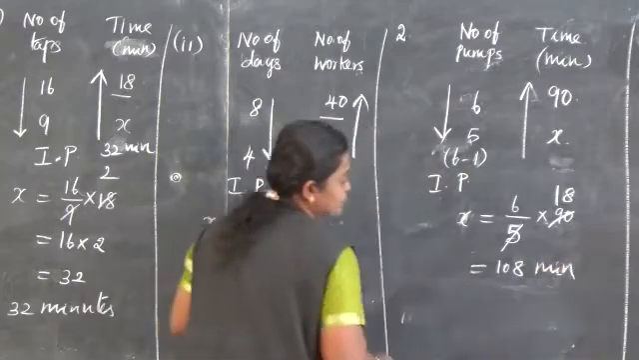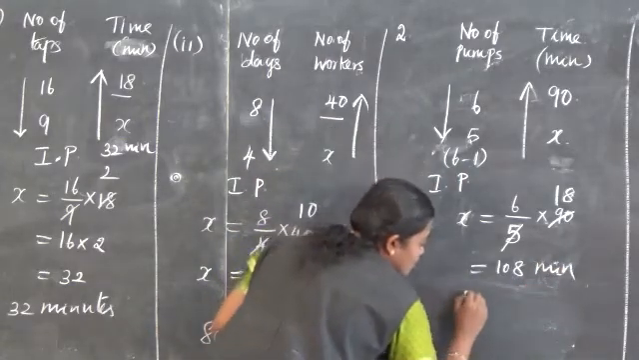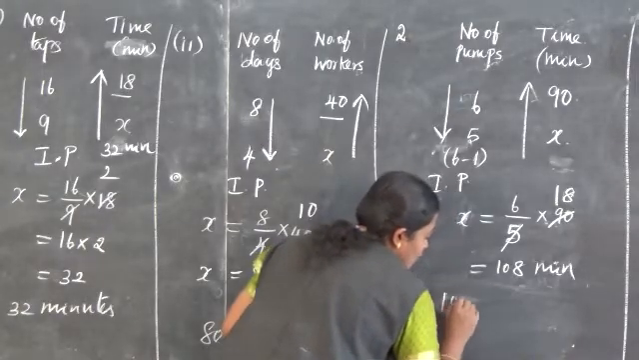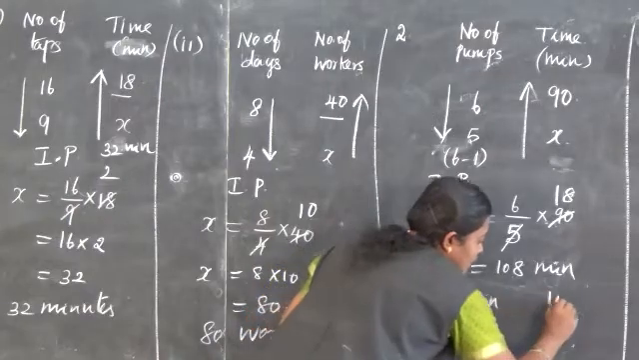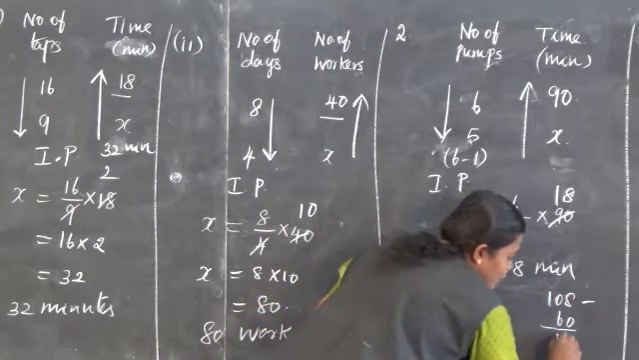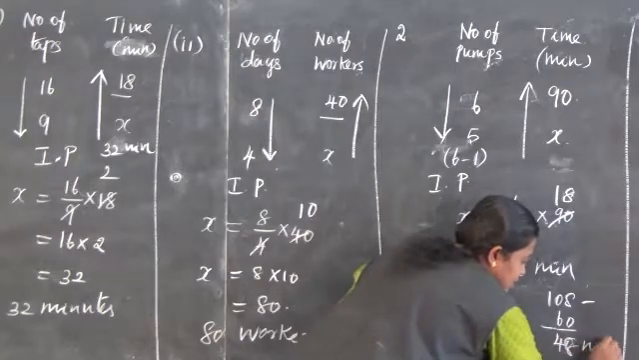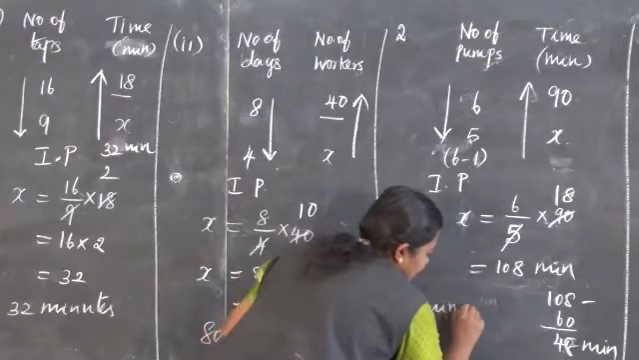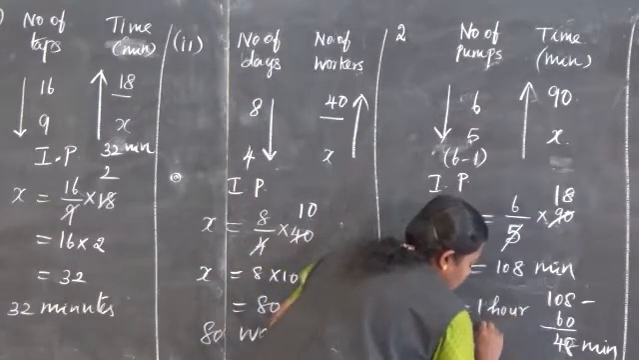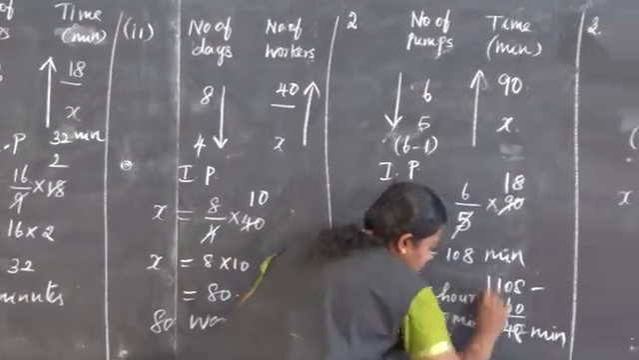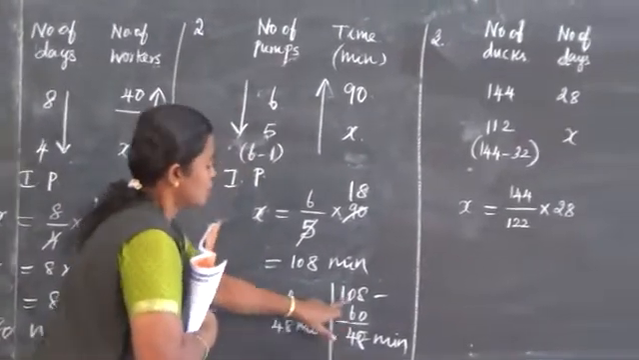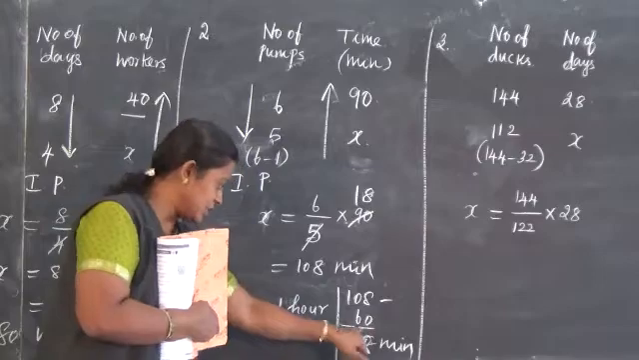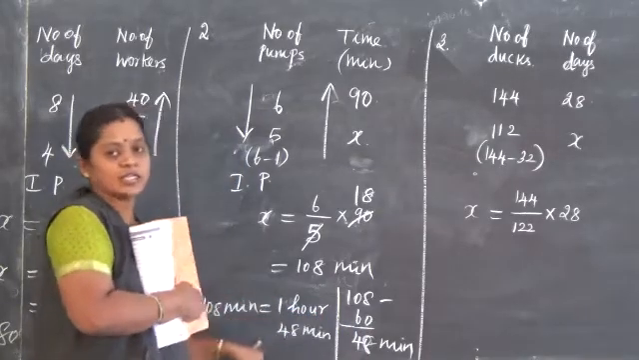If you are converting to hours, 108 minutes, 60 minutes is 1 hour. So 108 minus 60 is 48 minutes. So we can write it like this: 1 hour 48 minutes, because 1 hour is 60 minutes, you know. That's why I am subtracting 108 minus 60, 48 minutes. So for the 60 minutes I have written 1 hour, then 48 minutes.